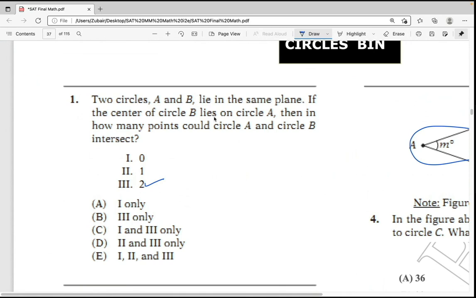Okay. It says two circles A and B lie in the same plane. If the center of circle B lies on circle A. So I'm drawing circle B first. This is its center. This is the circle. And if it lies on A, this is one possibility, that A is passing through that. So we have two intersections. Oh, we have to consider multiple possibilities.